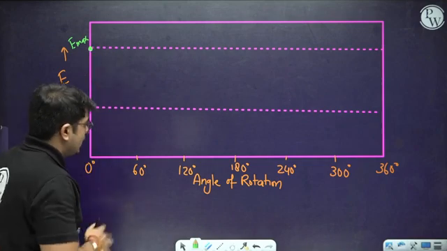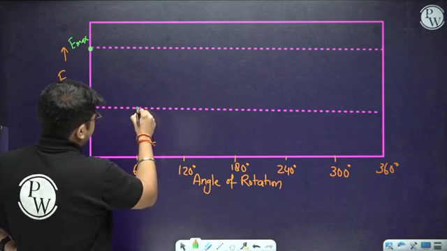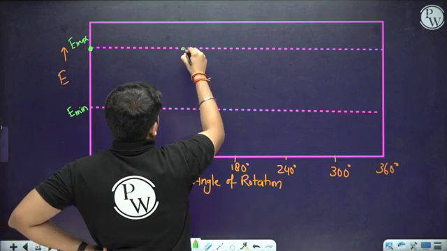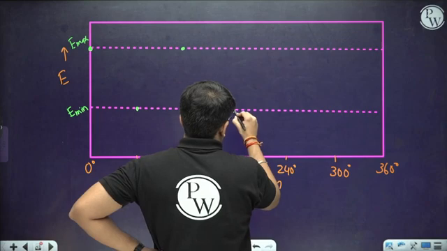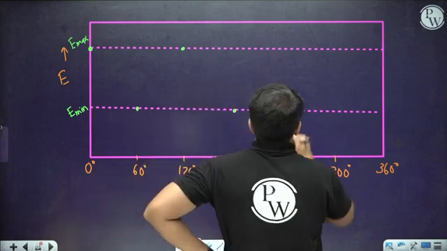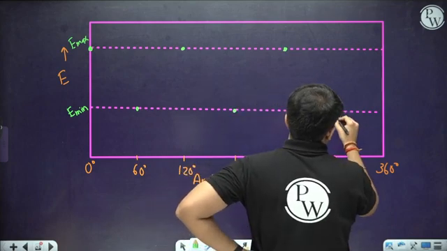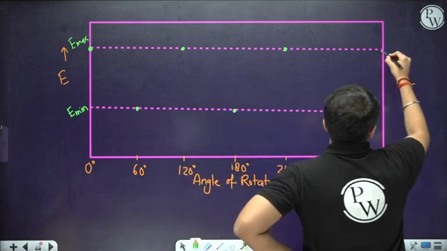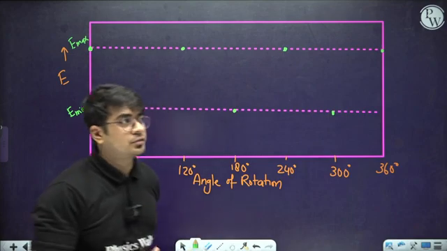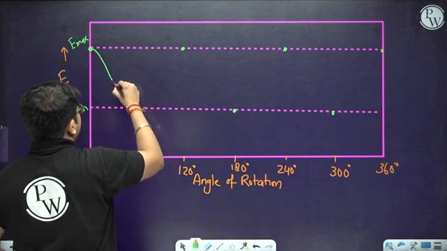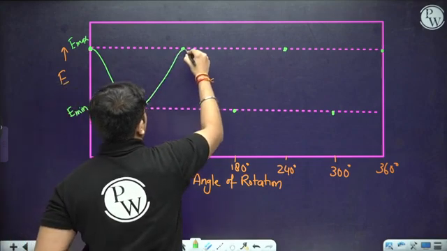At 60 degree they are far apart. At 120 degree they are again in front of each other. At 180 degree they are again far apart. At 240 degree again they are in front of each other. You can say at 300 again they are far apart, and 360 again they are in front of each other. So if I want to draw the diagram, I can say this is supposed to look like this.